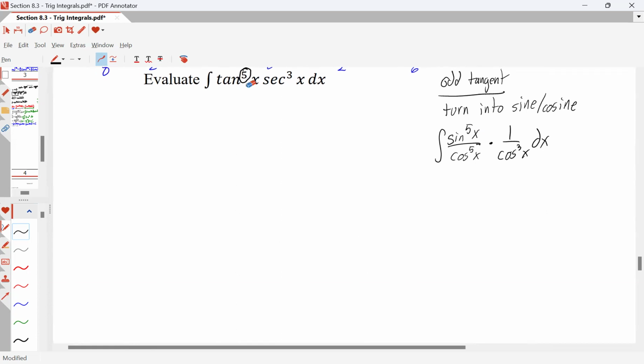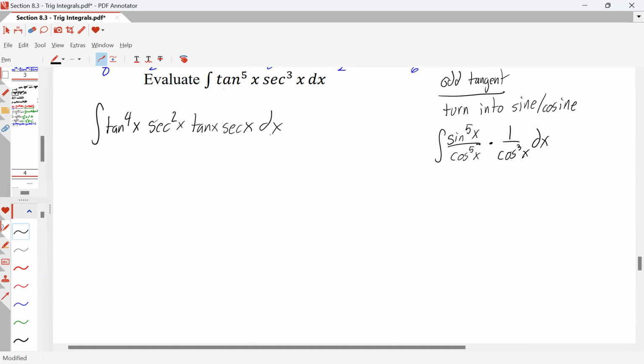The other thing we can watch for in odd powers is if we have both a tangent and a secant, we can do a strategy similar to the sine and cosine where we pull out both a tangent and a secant. So tangent to the 4th times secant squared times tangent x secant x dx.